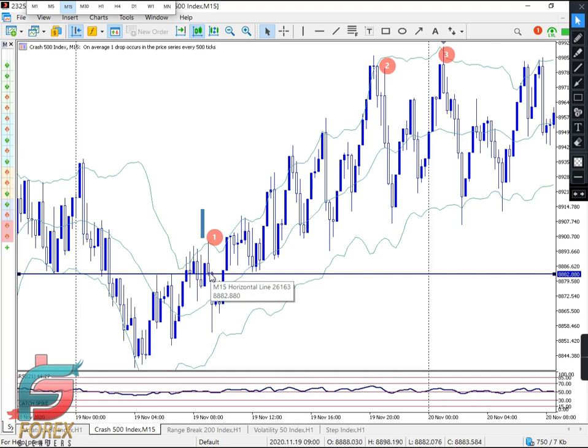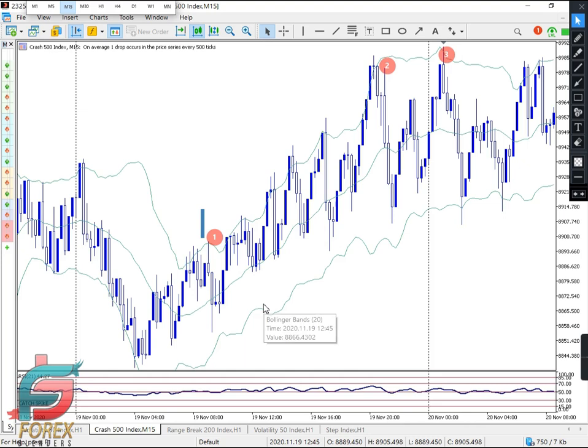So you are targeting 1-to-1, or you are just getting out with any spike you will get. So any spike, get out, or just wait for more spikes. You can go with 1-to-1 risk to reward ratio. So for this case it was 1-to-1. Okay, so that's a nice way of catching spikes.